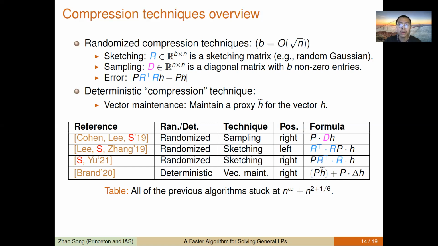It's unclear for all of these algorithms how to go beyond the 1/6. And in today's talk, we actually improve this 1/6 to 1/18.